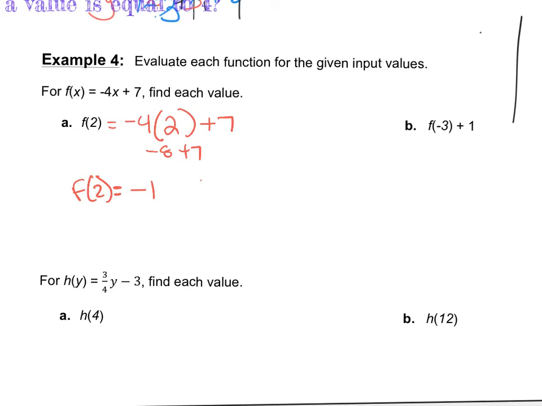For letter B, it's asking you what is the function of negative 3 plus 1. So that means you're going to plug in negative 3, find the value, and then add 1 to that.